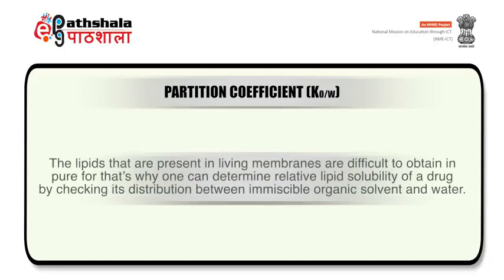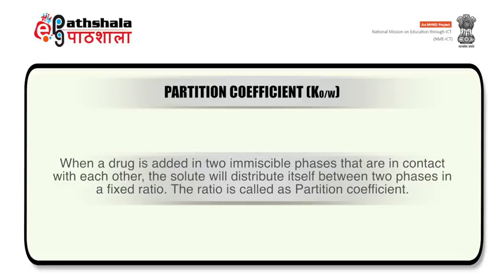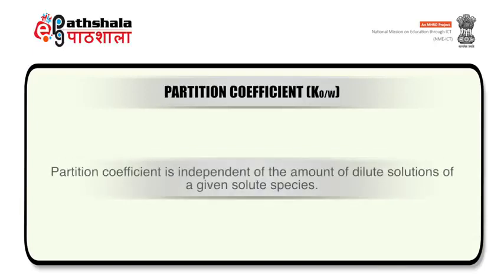The lipids that are present in living membranes are difficult to obtain in pure form, which is why one can determine the relative lipid solubility of a drug by checking its distribution between an immiscible organic solvent and water. When a drug is added to two immiscible phases that are in contact with each other, the solute will distribute itself between these two phases in a fixed ratio. This ratio is called the partition coefficient. Partition coefficient is independent of the amount of solute in dilute solutions of a given solute species.